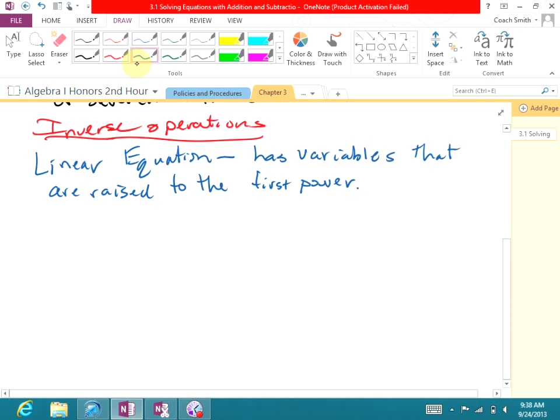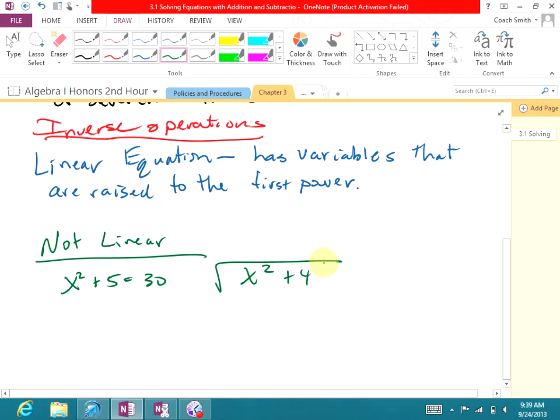Let's talk about this for a second. We'll eventually get to these, but not in this chapter. Not linear would be, like I said, x to the second plus 5 equal 30, or x squared plus 4 under the square root sign equal 20. Those are not linear equations. Another one that a lot of times people don't think of: x plus 3 in absolute value signs equal 7. Those are not linear equations either. We will not be dealing with those in this chapter, but this year we'll eventually deal with some of those types of equations. They're not necessarily real hard, it's just they're not linear.